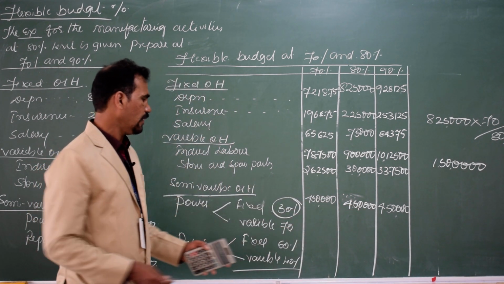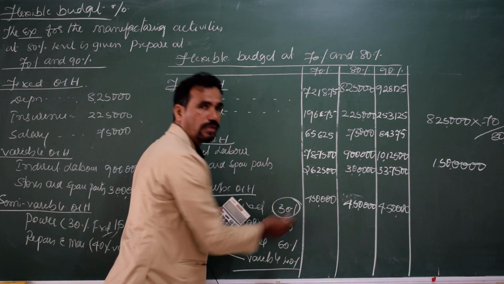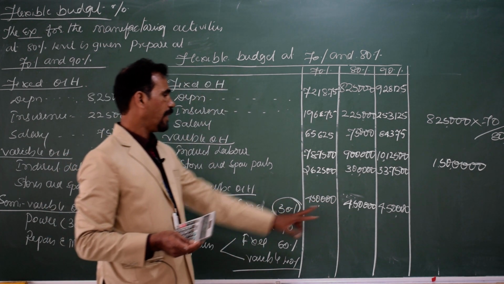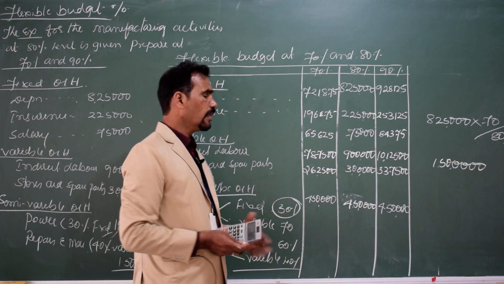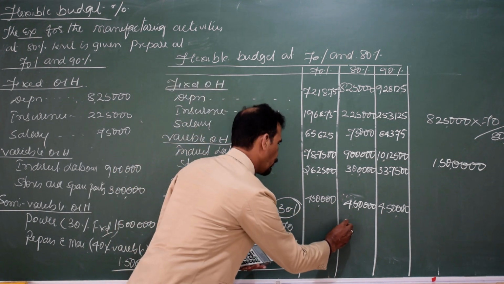Coming back, the fixed is over at 4,50,000. Out of 15 lakh, 4,50,000 is fixed. The remaining 10,50,000 is the variable cost.